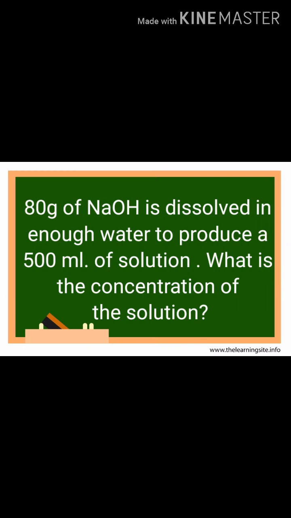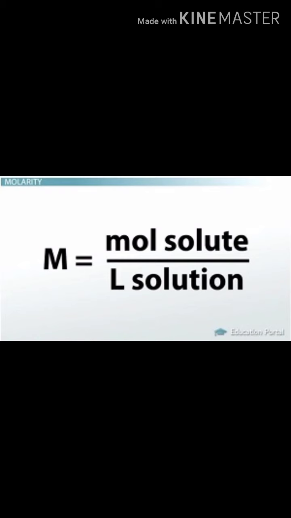Now, let's look at this problem and solve it. So, 80 grams of sodium hydroxide is dissolved in enough water to produce 500 ml of solution. What is the concentration of the solution? Let's find the concentration in molarity. As I've said earlier, molarity is equal to moles of solute per liter of solution. We're going to solve it using conversion, but we need to get the moles at the top and liters at the bottom. So let's start.